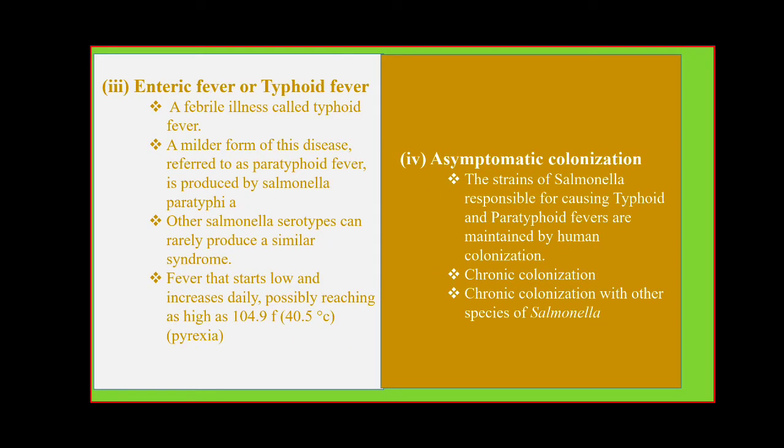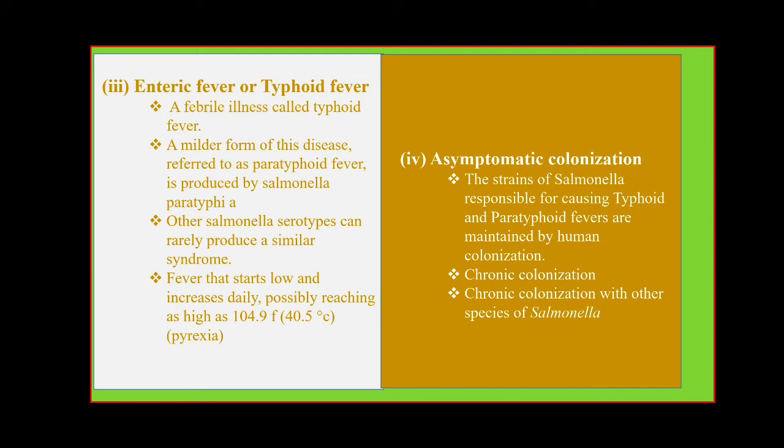The third one, enteric fever or typhoid fever, a febrile illness called typhoid fever. A milder form of this disease, referred to as paratyphoid fever, is produced by Salmonella paratyphi A. Other Salmonella serotypes can rarely produce a similar syndrome. Fever that starts low and increases daily, possibly reaching as high as 104.9 Fahrenheit, that means 40.5 degrees Celsius. It is pyrexia.